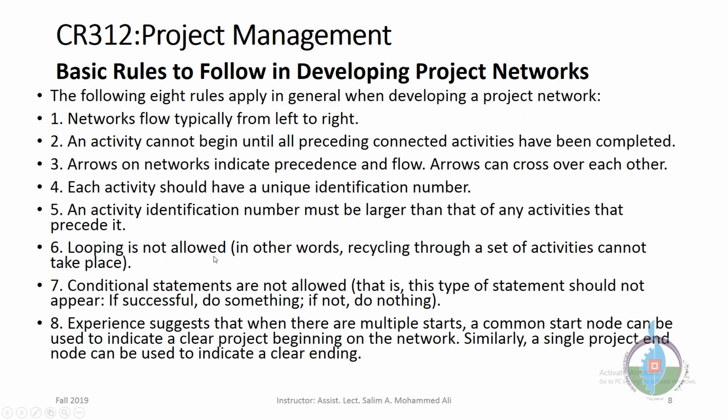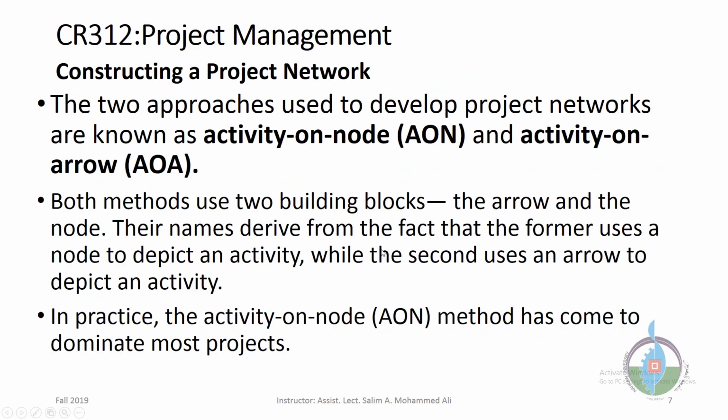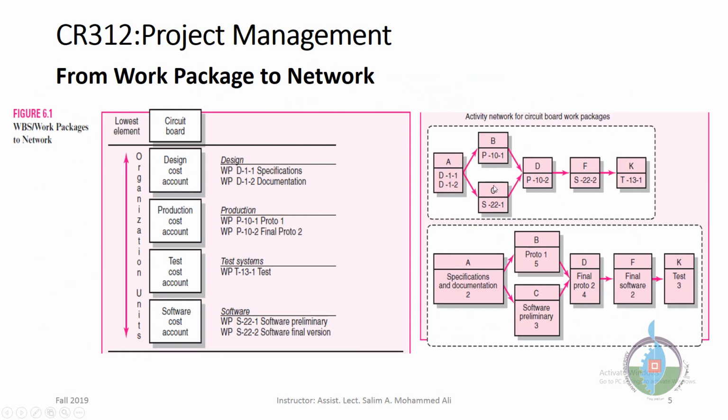Looping is not allowed. In other words, recycling through a set of activities cannot take place. Or in other terms, arrows will not go backward. Never. If you draw an arrow in a project network, it should go from left to right. Any arrow that goes from right to left is wrong, because it can cause looping.